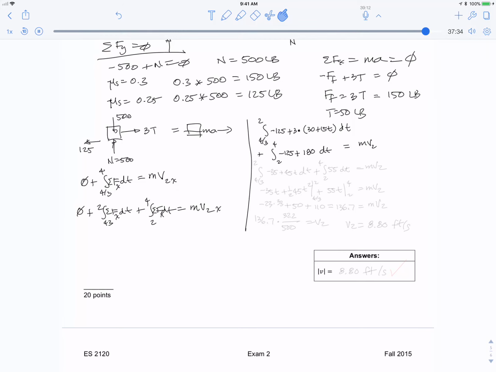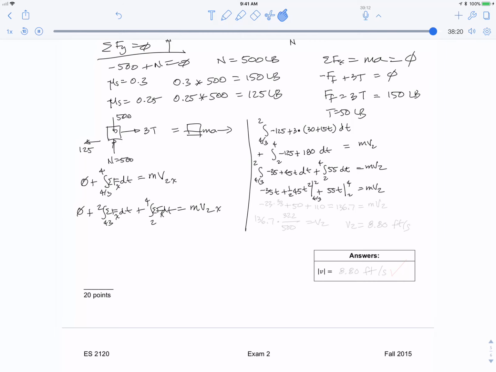So I'm going to do a little bit of algebra and come right back. So this came out to be the integral from 4/3 to 2 of minus 35 plus 45t dt, plus the integral from 2 to 4 of just 55 dt equals mv2. And doing those integrals, that'll be minus 35t plus 1/2 of 45t squared, plus 55t. This from 2 to 4, and this one from 4/3 to 2.